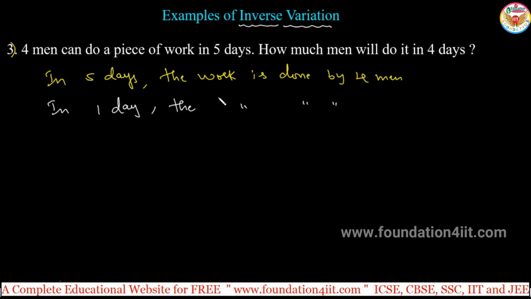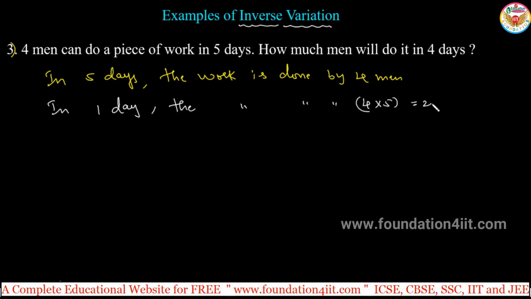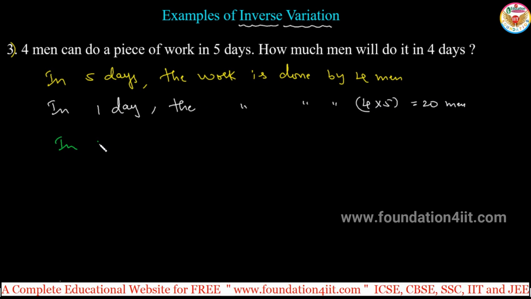multiply here because the number of days is decreased, no? So the value should be increased. To get more, we are supposed to multiply. Remember, so 4 into 5, that is 20 men. So 20 men are required. Now for 1 day it's 20 men. Then in 4 days, the work is done by.